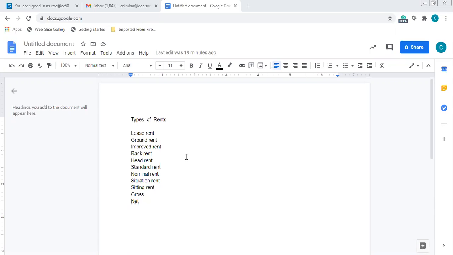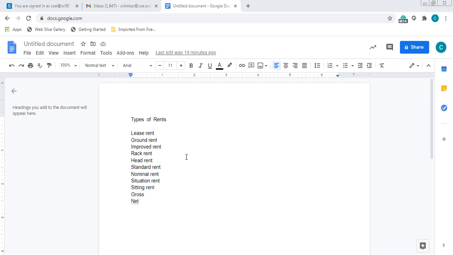Sitting rent means your actual rent plus the premium or amount you are paying for your property. So that is nothing but the sitting rent. Sitting rent is nothing but the summation of actual rent plus premium, or the amount which you are paying extra for the improvement, repair or maintenance of that property.